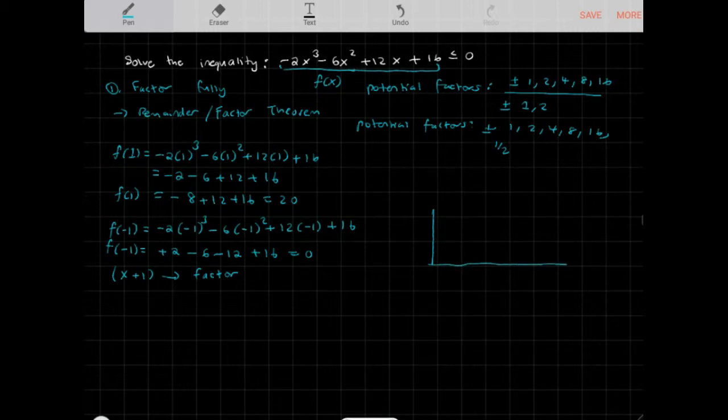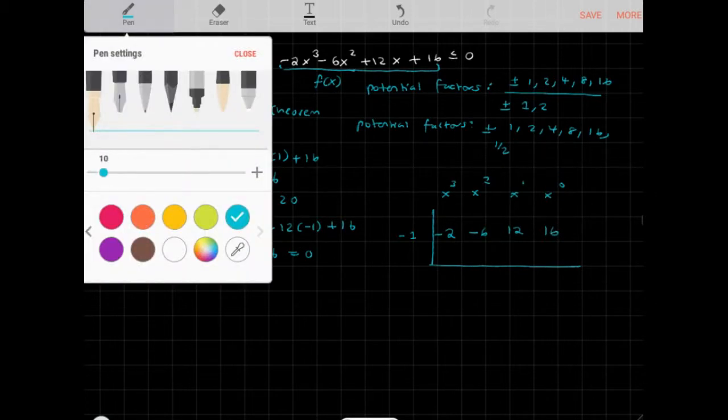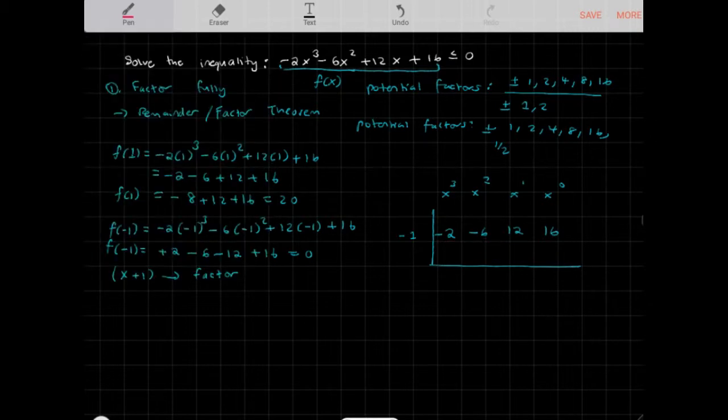So when I'm doing synthetic division, I'm going to write down my terms up top. This is x cubed, x squared, x to the power 1, x to the power 0. And then the value I plugged in to find my remainder, I'm going to use that on the outside. My coefficients here: for the x cubed it is negative 2, for x squared it's negative 6, x to the power 1 is positive 12, and x to the power 0 is 16. Okay, so those are my coefficients. The first thing you want to do here is bring down the leading coefficient, which is negative 2.